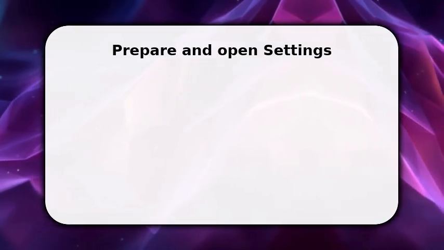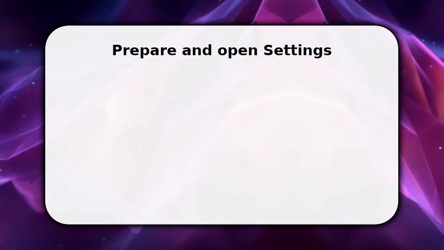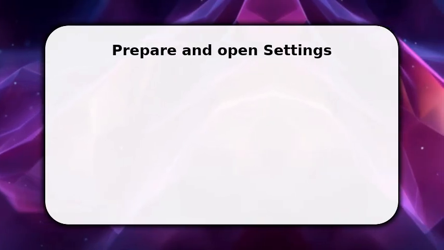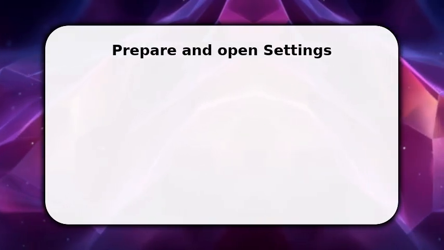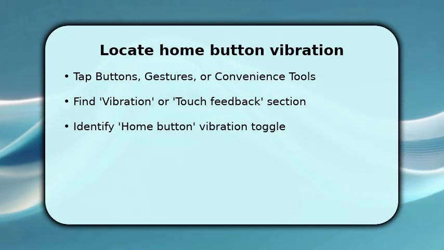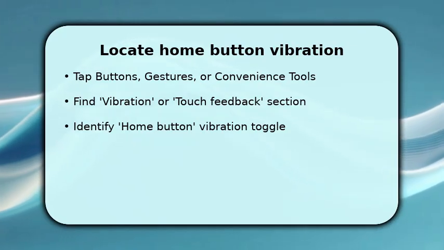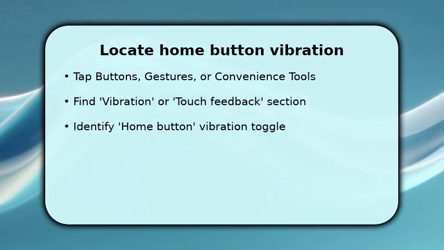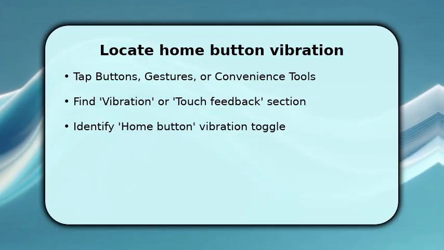Now tap the matching system entry for keys or touch controls, so you can access the tactile feedback and vibration settings without navigating menus blindly. Once inside the relevant controls, look for a vibration or touch feedback subsection. Manufacturers put haptic options there.